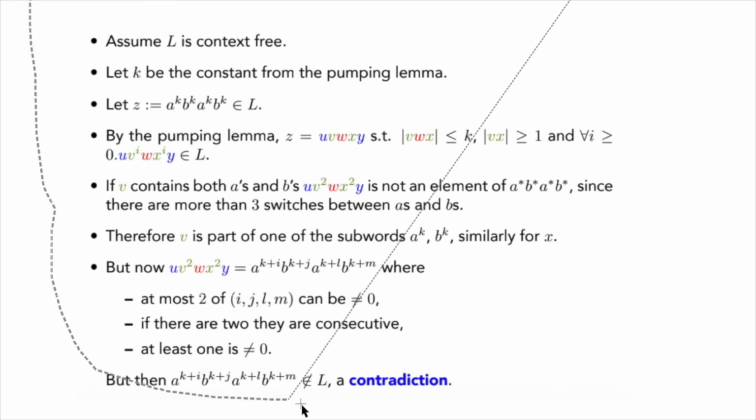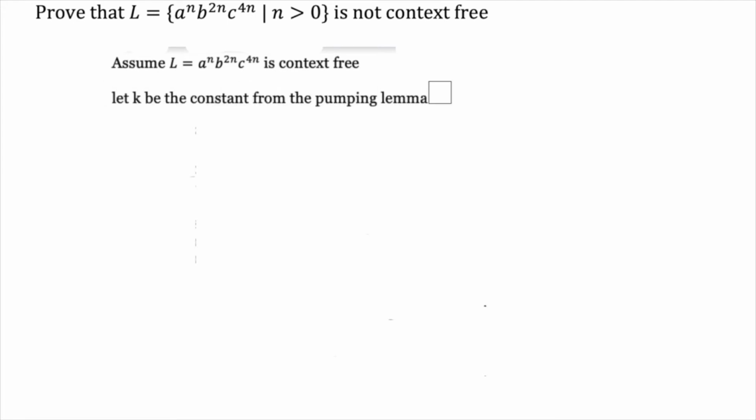So now we can move on to answering the next question. The language here is a to the n, b to the 2n, c to the 4n, where n is greater than 0. So each block of letters is twice the length of the block of letters prior to it. To prove that this language is not context-free, we have to again initially assume that it is. Let k be the constant from the pumping lemma.